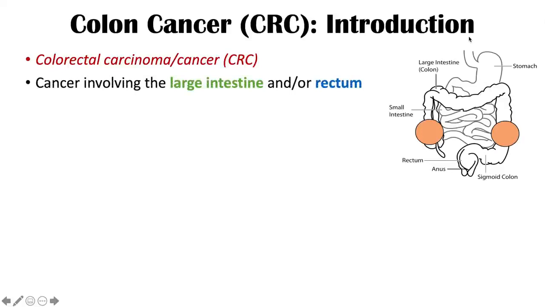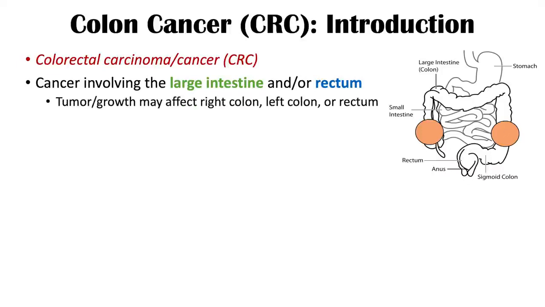So if we look at the gastrointestinal system, here's the esophagus going into the stomach. This leads into the small intestines, which wind around in the abdomen, eventually leading to the large intestine. There is the ascending colon, the transverse colon, the descending colon, the sigmoid colon, and eventually the rectum and the anus. So any part of the large intestine or the rectum may be involved in this cancer.